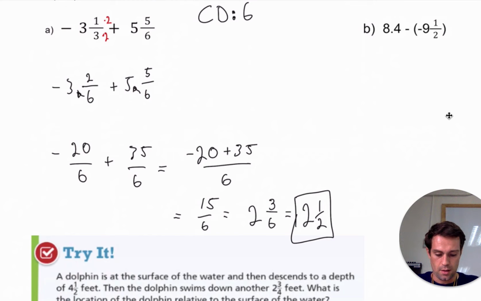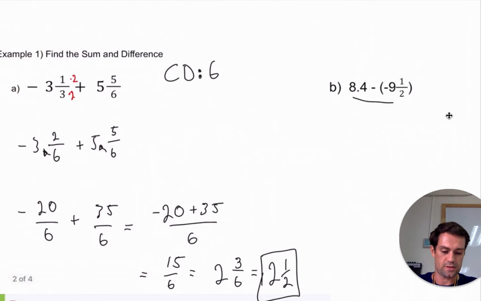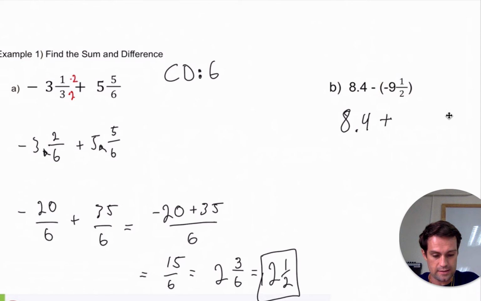All right, let's look at this other type of question that you will see. Here we have a decimal and a fraction. If our fraction, we can easily convert that into a decimal, I suggest that we do that. So let's rewrite this. 8.4 plus, because minus a minus becomes plus, 9 and 1/2 is 9.5. So now we need to line up our decimals here.